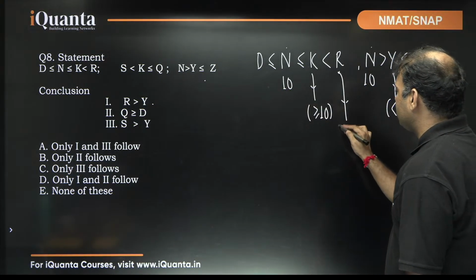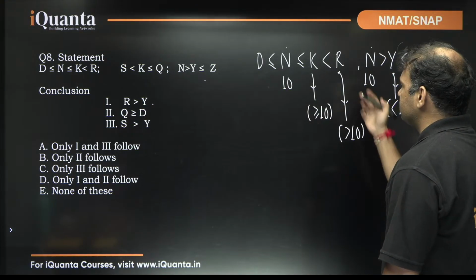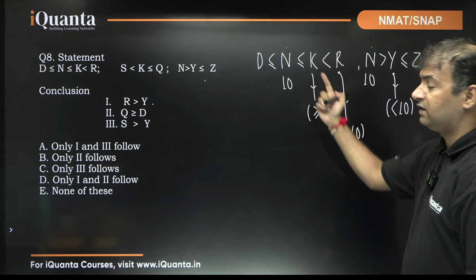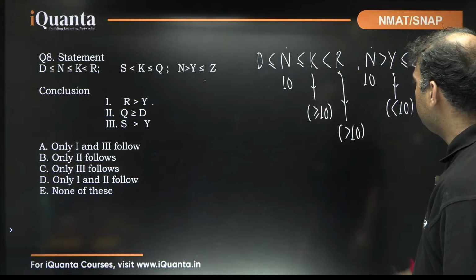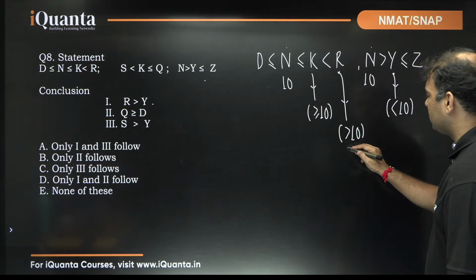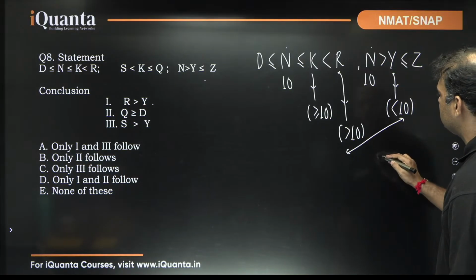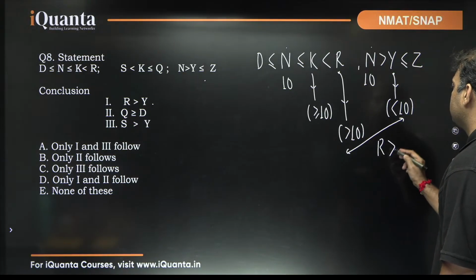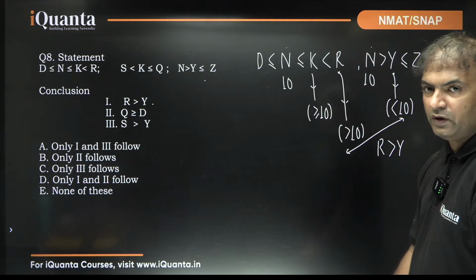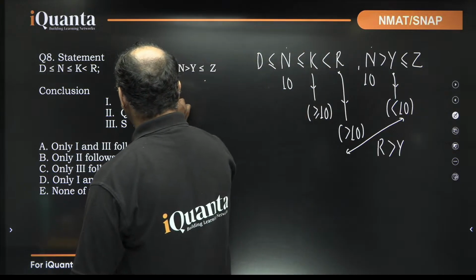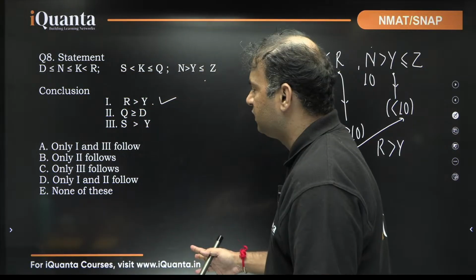R is definitely greater than 10, because R is greater than K. If R is greater than K, R is definitely greater than 10. And Y is definitely less than 10. So, very obvious, with these two we can say that R has to be greater than Y. That means conclusion 1 is definitely true, right? I'm sure you all understand this.